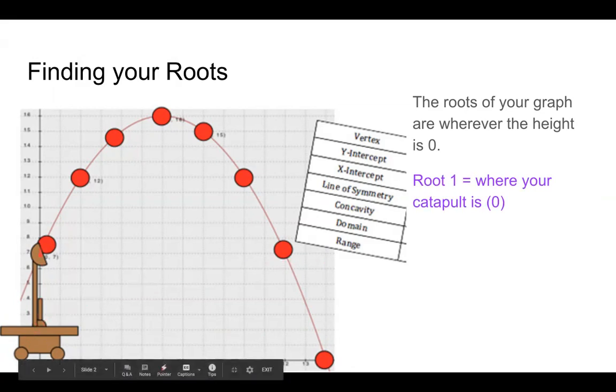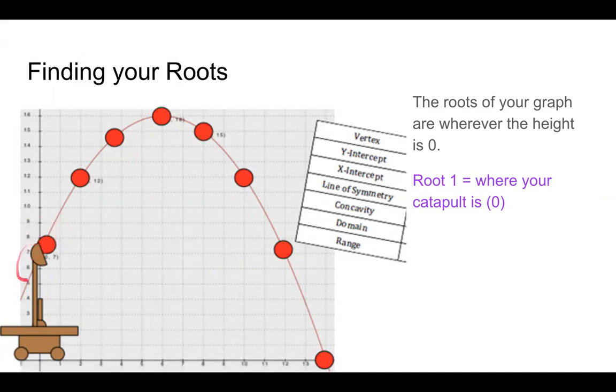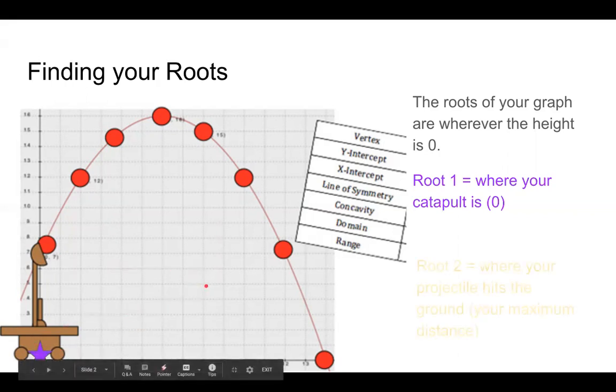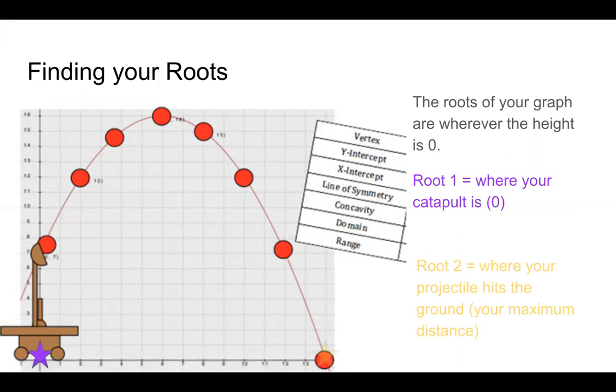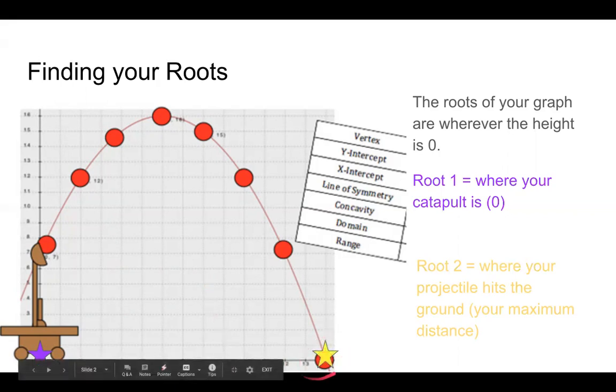Now I know at this exact point, our catapult isn't technically at 0, but we're going to use this as 0, and don't worry, it's not going to mess up our data too much. It'll be negligible, and our quadratic formula will still work. The other root will be where your projectile hits the ground. It's your maximum distance. And that's here where it hit the ground.